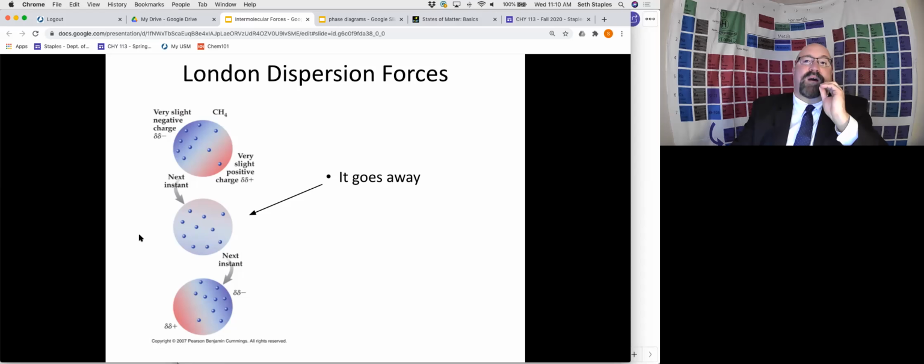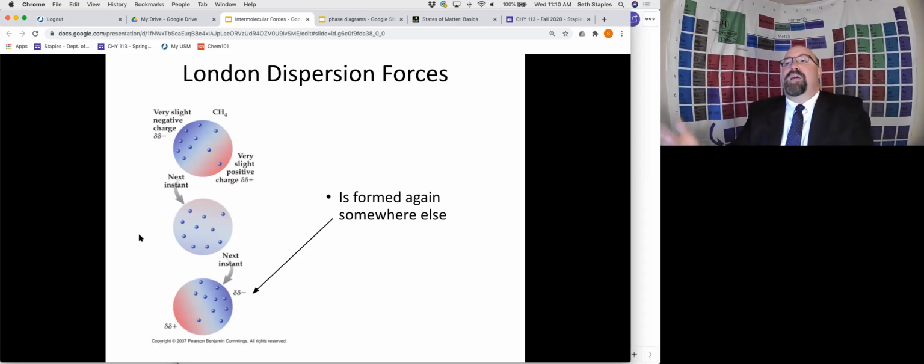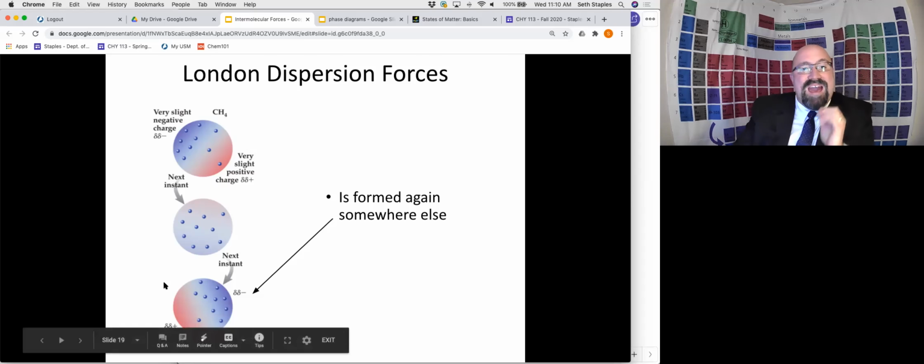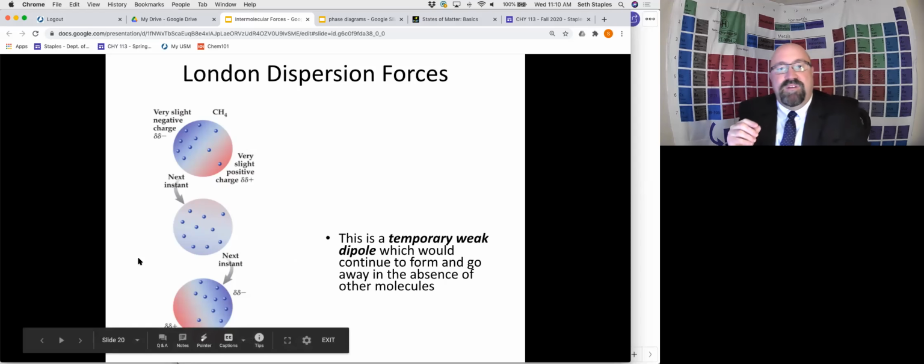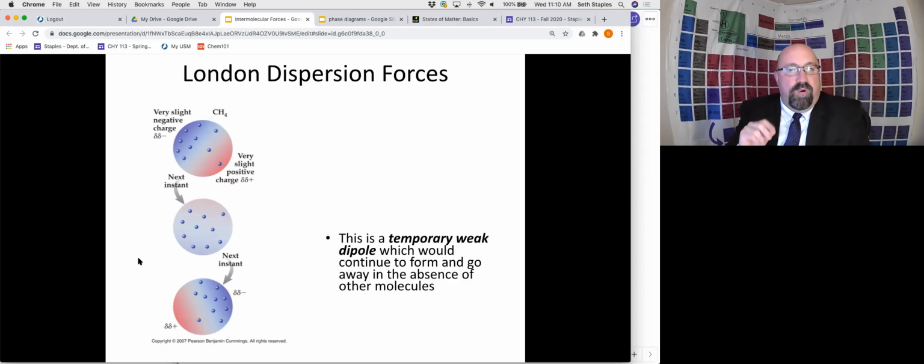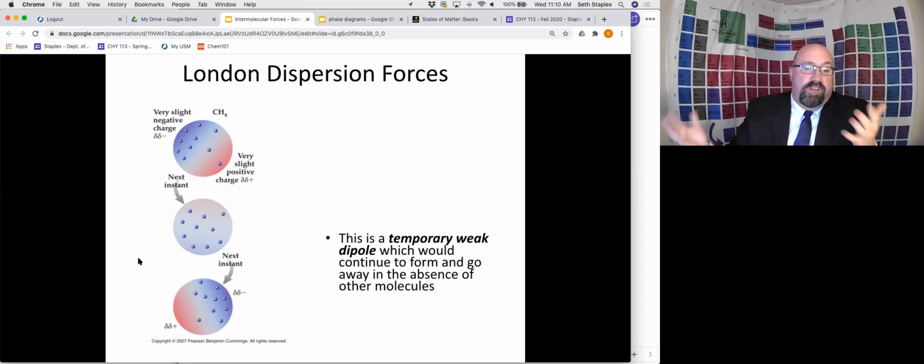But then we might take a snapshot in the very next instant in time, and this separation forms again somewhere else. When this little bit of separation happens, this is a very, very temporary and weak dipole, which would continue to just form and go away in the absence of other molecules. So if we just have a lone methane molecule floating around, this is going to continue to happen, and that'll be it. This will just continue to occur, and that's the end of the story.